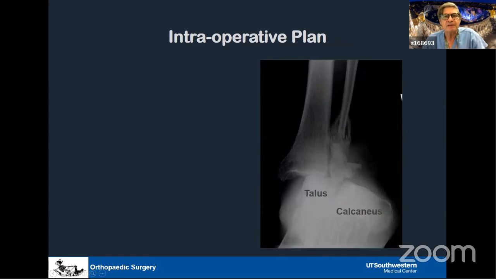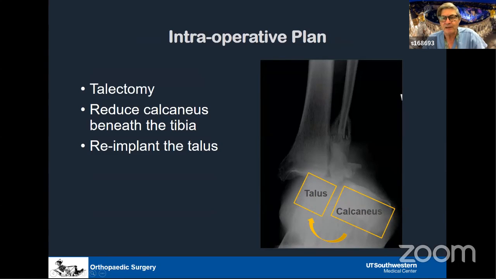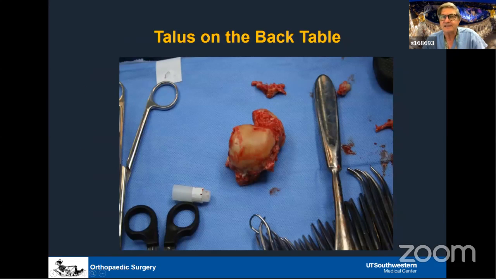Intraoperatively, my plan was to do a talectomy to reduce the calcaneus beneath the tibia and reimplant the talus. Because he had a severe valgus deformity, I approached this from the medial side so that when I was done with my reconstruction, the medial side would not be under tension. I was thinking about this before. Again, with the talus, we're going to swing everything around, and the best way for me to do this is to do a talectomy. And this is exactly what I did.